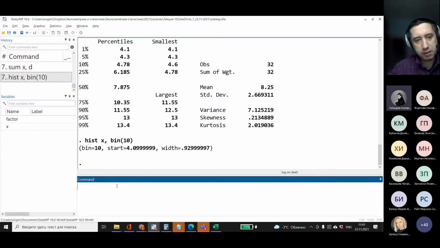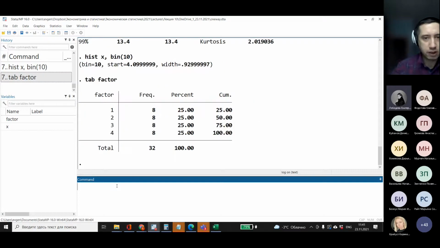The next step, it is always important and interesting to look at our factor variable. If we look at our factor variable, we see that we have the same number of samples in each level, 8 observations in each level. Well, and we have 4 levels in our analysis. How to run the ANOVA test in Stata.